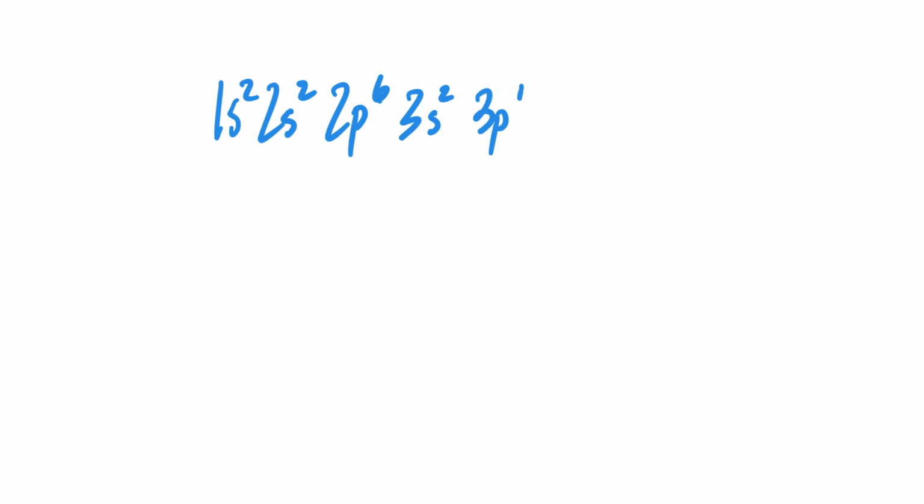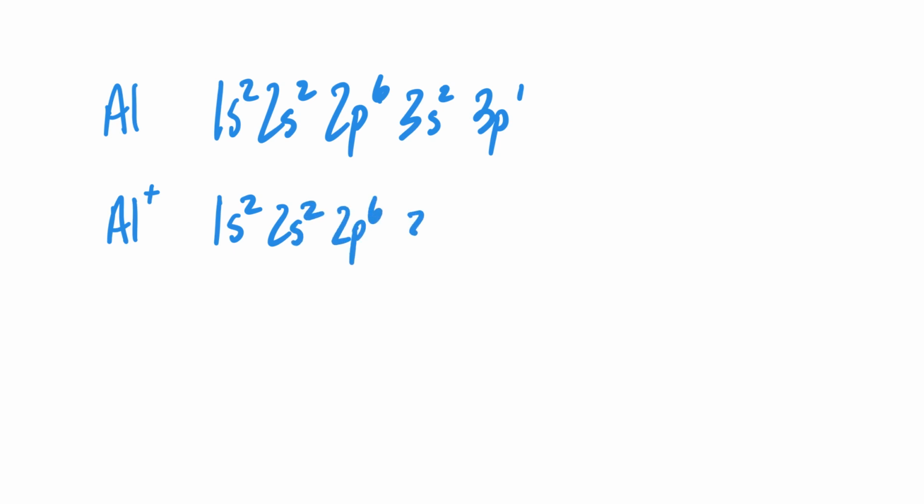So let's look at aluminum. 1s2, 2s2, 2p6, 3s2, 3p1. So there's aluminum. Well, what's the electron configuration for the aluminum ion? 1s2, 2s2, 2p6, 3s2. Now, we did lose a subshell.